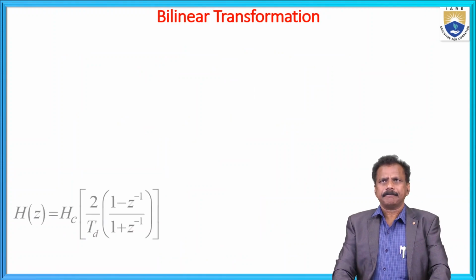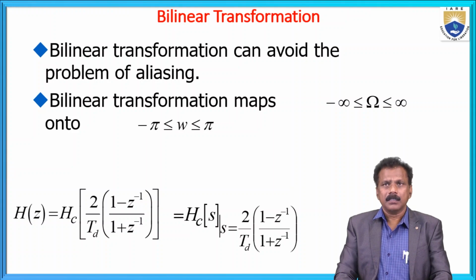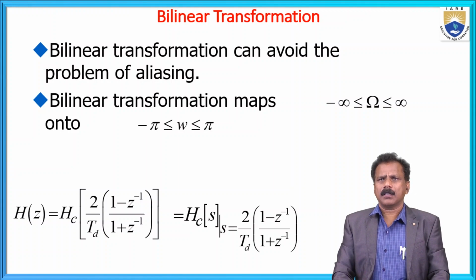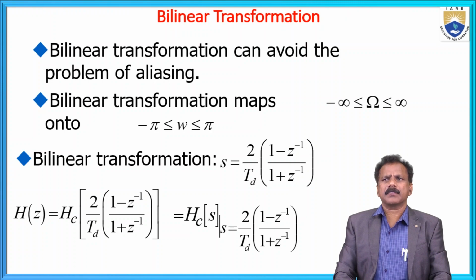Under bilinear transformation, we can avoid the problem of aliasing. If you are using the impulse invariance method, this is not available. Bilinear transformation maps minus infinity less than omega less than or equal to infinity onto minus pi less than or equal to omega less than or equal to pi.